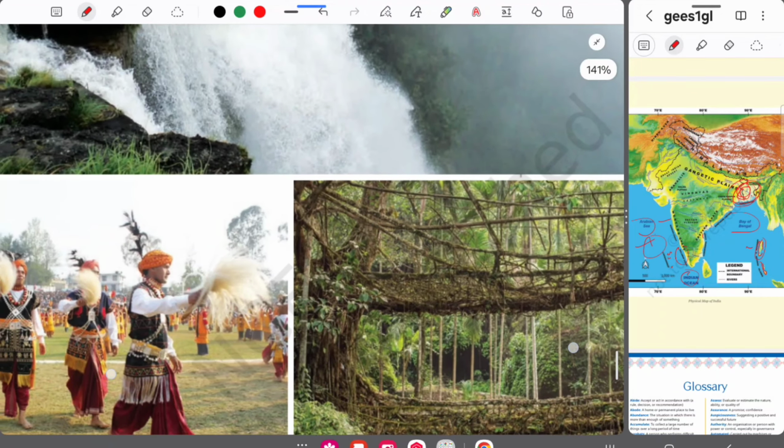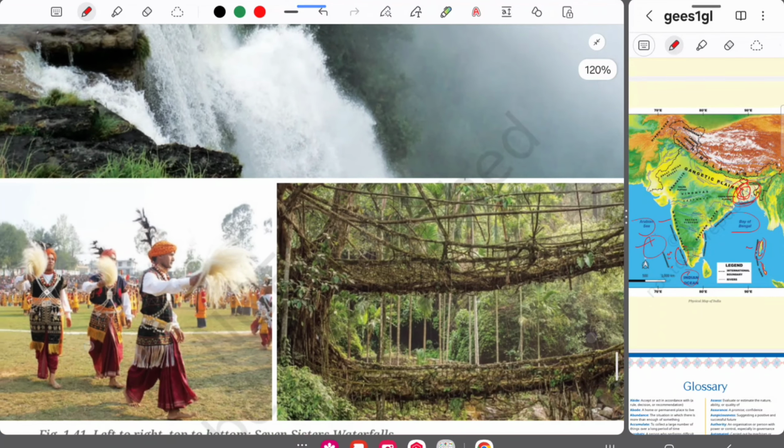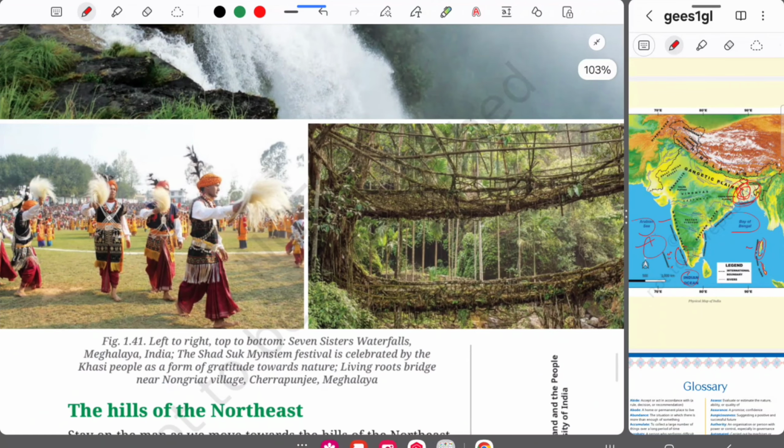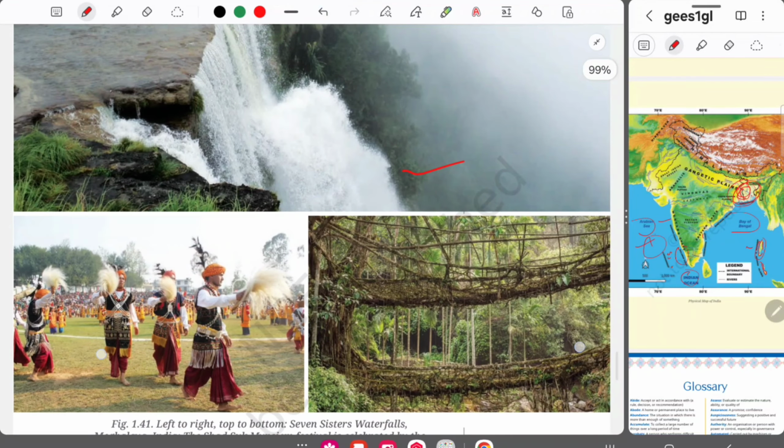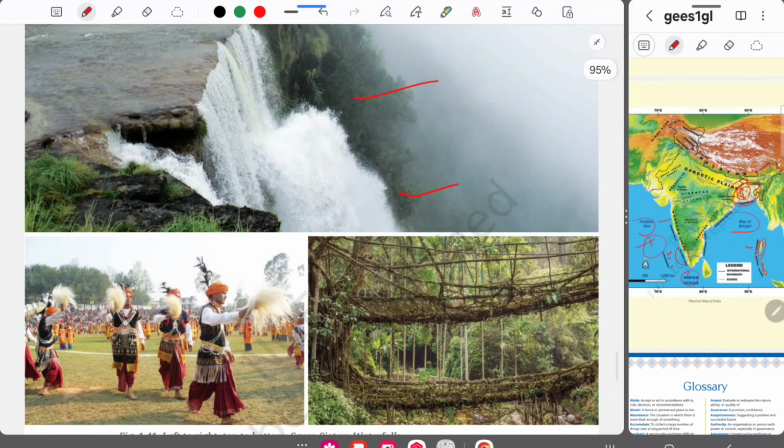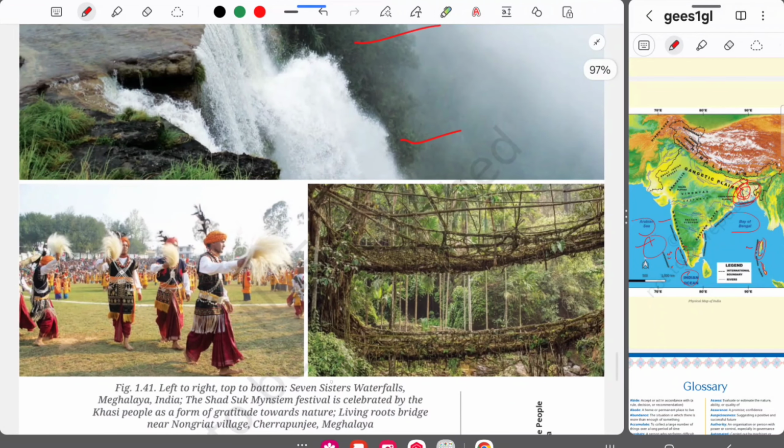Now we have some beautiful images again. Let us see. This is the image of the Seven Sisters waterfall in Meghalaya, which is very beautiful. If you go there, you will see breathtaking beauty. This waterfall is known as the Seven Sisters waterfall. And here we have the Sat Suk Monsoon festival, celebrated by the Khasi people as a form of gratitude towards nature. Here they are celebrating a festival.